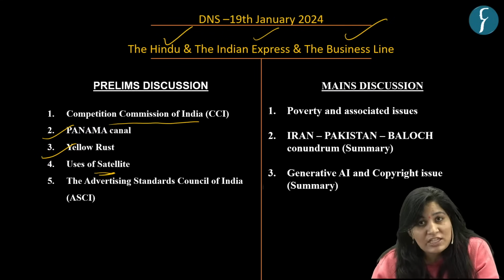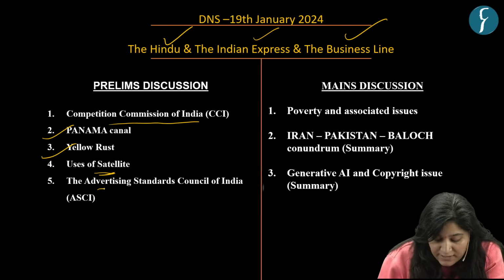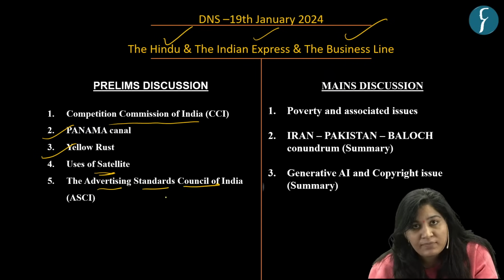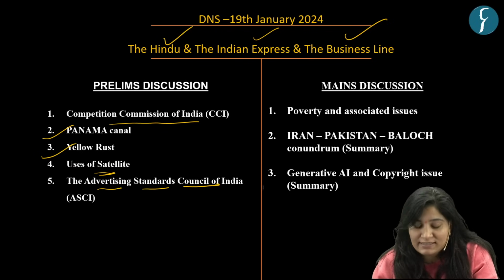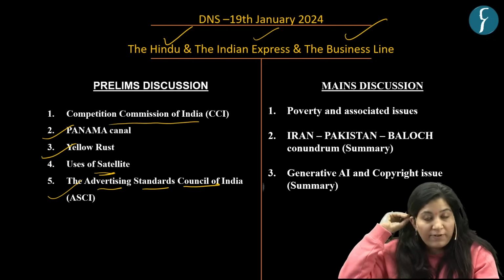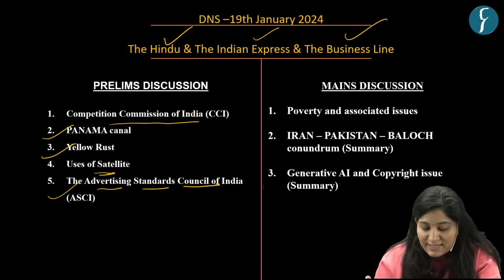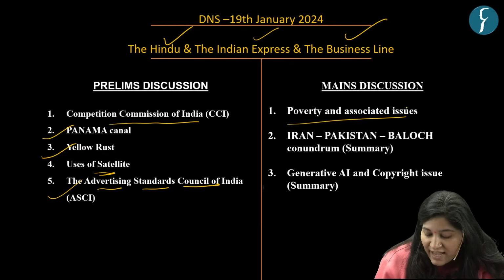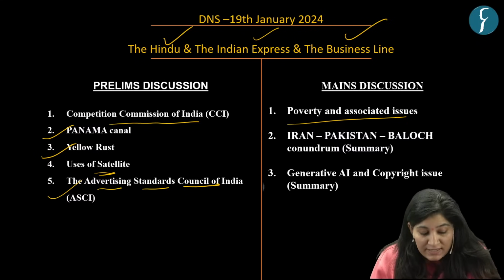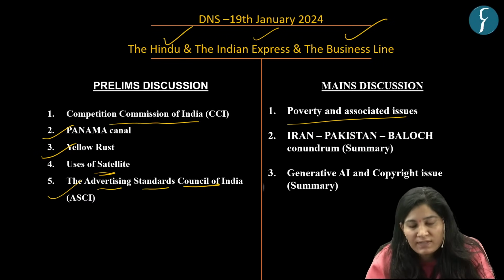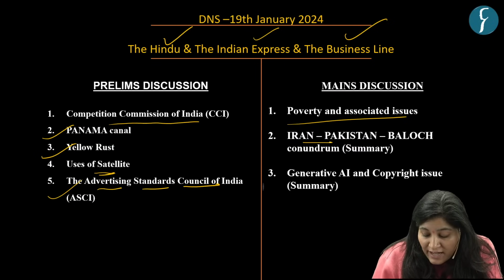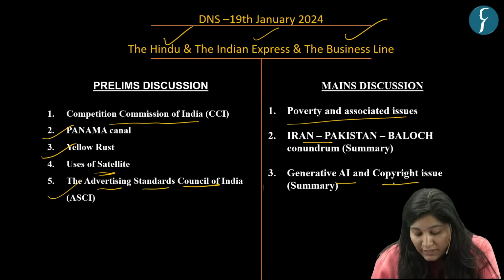Then our last pre-pointer is related to Advertising Standards Council of India, that is ASCI. Why? Because this council came up with new guidelines. So these are 5 pre-related topics, and for mains we have taken up poverty and associated issues, because there's an article which deals with the authenticity of poverty data. Then we have taken up 2 summaries. First is based on the Iran-Pakistan-Baloch conundrum, and second, generative AI and copyright issue.